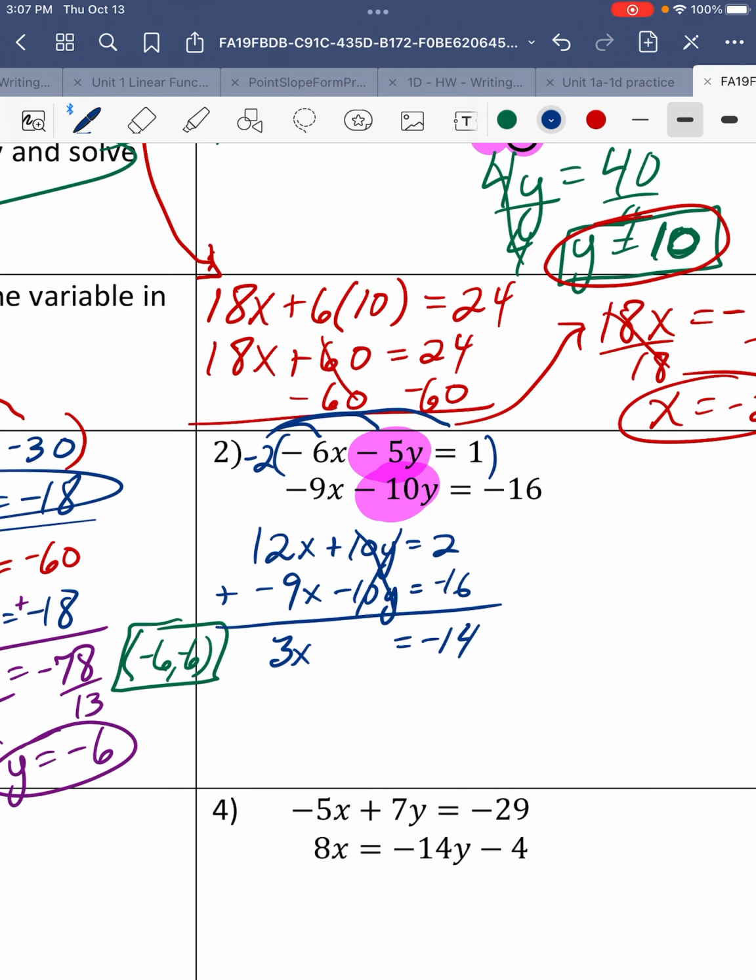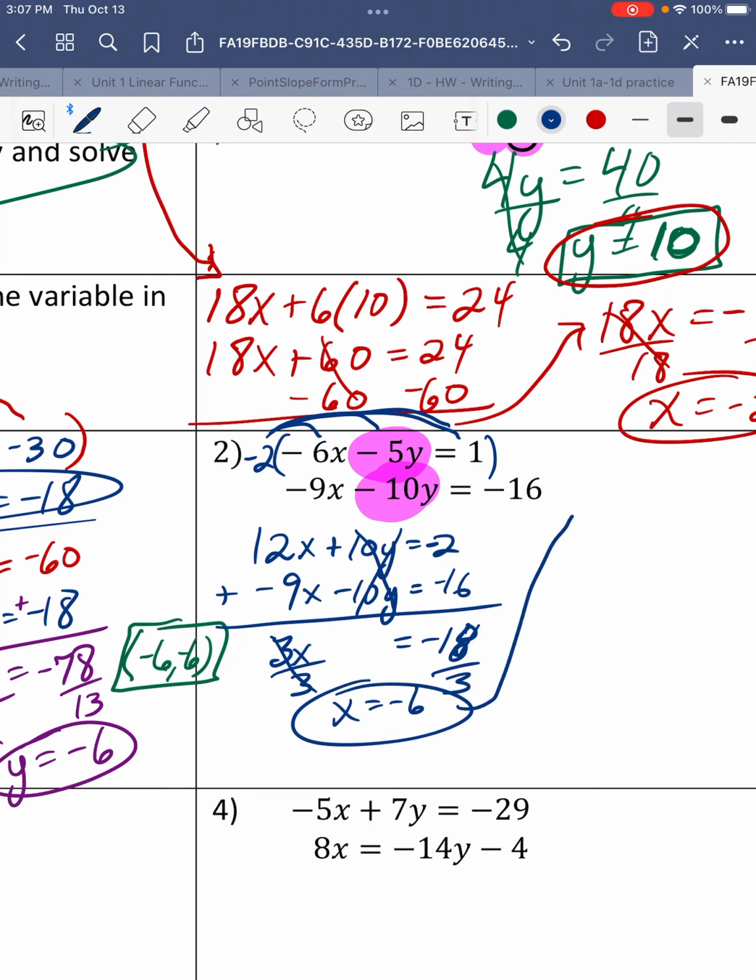Oh no. Oh, you know what I forgot? That's supposed to be negative. Negative 2 times 1. I hope you're yelling at me. So that's actually negative 18. Whew. We get x equals negative 6.